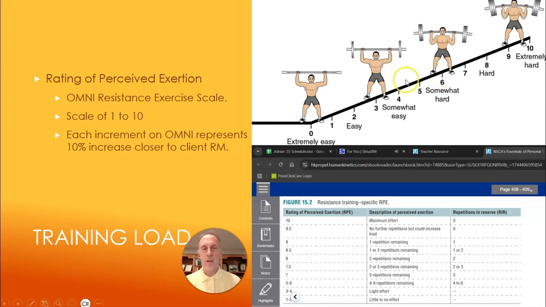But each increment on here is a 10% increase. So 0 to 1 is a 10% increase. 1 to 2 will be 20, to 30, to 40, to 50. So it's 10% greater for each one. Just remember that. And then you look at this side by side with an RPE, you can see like 10 is the maximal effort. You have no repetitions in reserve.